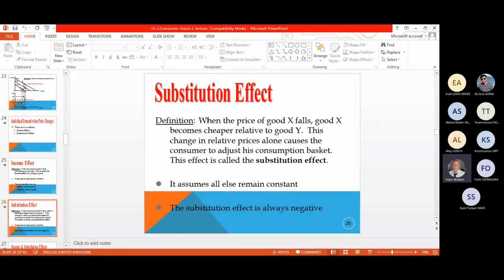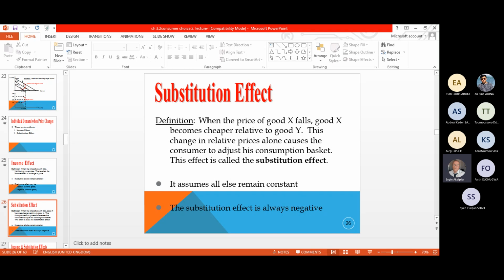When the price of good X falls, good X becomes cheaper relative to good Y, because a price fall always promotes the demand side somehow, doesn't it? A price reduction or discount in the market is always positively affecting our purchasing capacity. And this change in relative price alone causes the consumer to adjust his consumption basket. This effect is called the substitution effect.